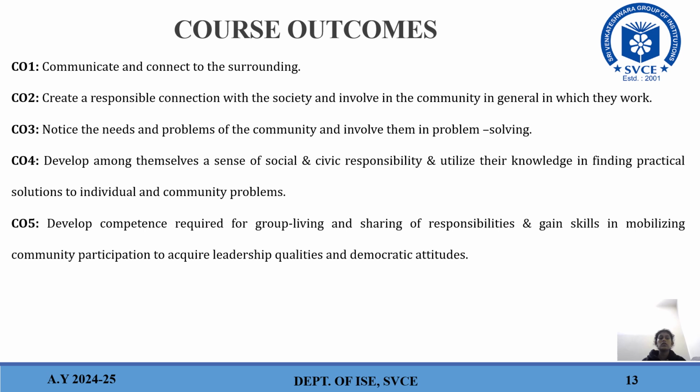Course outcomes. Course outcome 1: communicate to the surroundings. Course outcome 2: create a responsible connection with the society and be involved in the community in which they work. Course outcome 3: notice the needs and problems of the community and involve them in problem solving. Course outcome 4: develop among themselves a sense of social and civic responsibility and utilize their knowledge in finding practical solutions to individual and community problems.